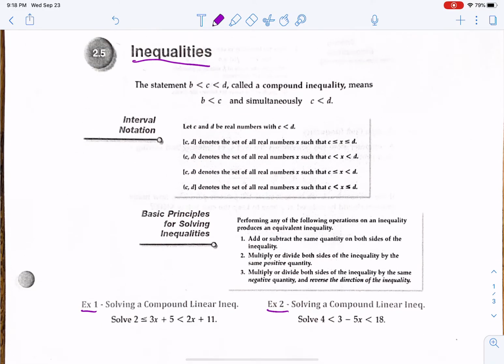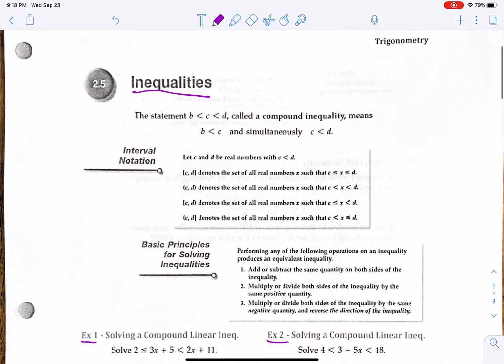Inequalities means not equal. And if it's not an equal sign, I always say, well, what is it? It's going to be a less than, a greater than, a less than or equal to, or a greater than or equal to symbol. So those are non-equal signs. They are ways of showing that two things are not equal. One is either less than the other, one is greater than the other, etc.